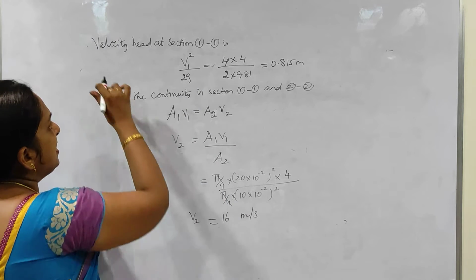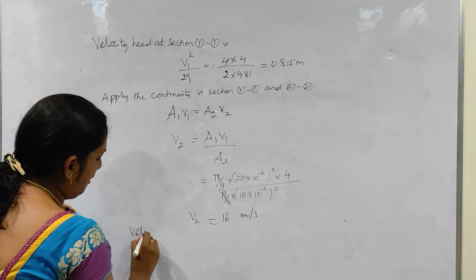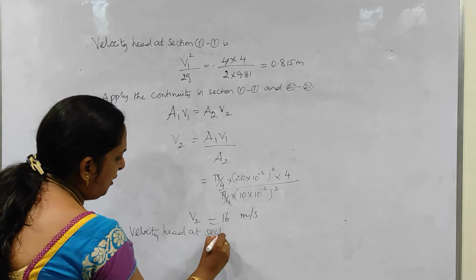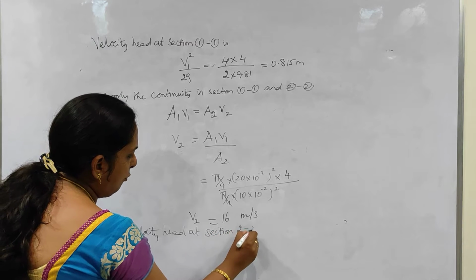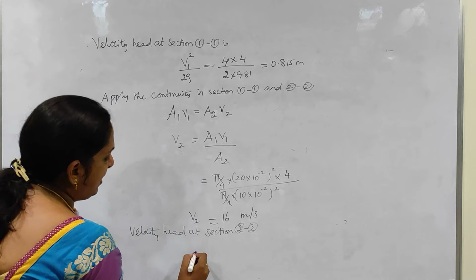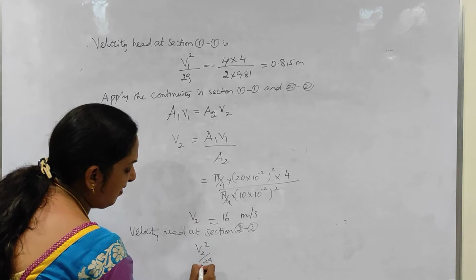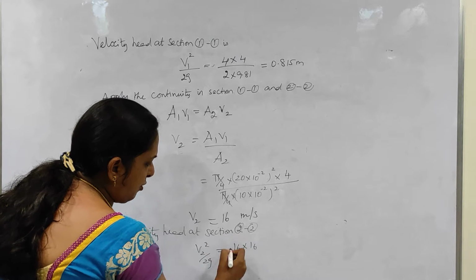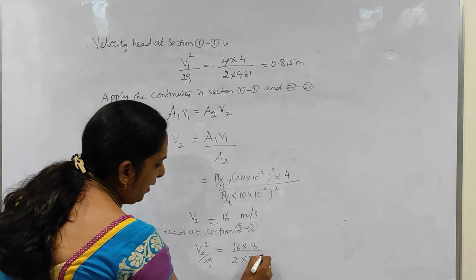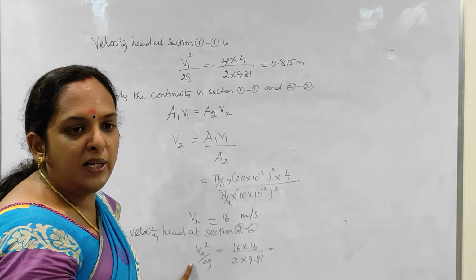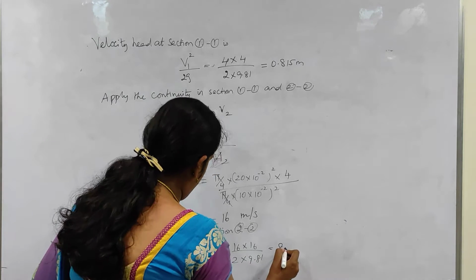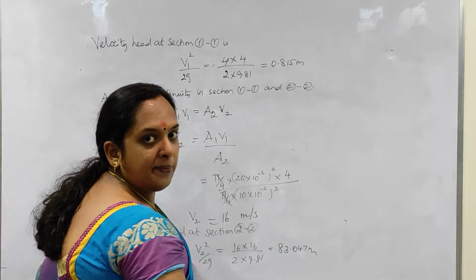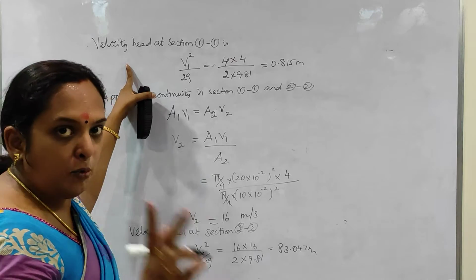So my next task is to find out the velocity head at section 2. Since I know the velocity at section 2, it's easy for me to find the velocity head at section 2. It is V2 square by 2g, that is my velocity head, or we can say it is a kinetic head. So that is 16 square by 2 into 9.81. I have just substituted in this equation. So the velocity head is 83.047 meters.